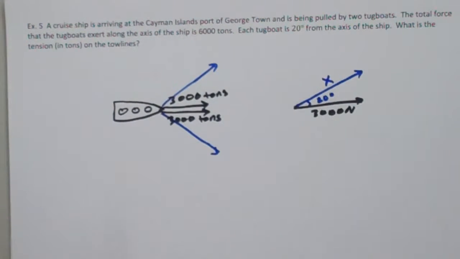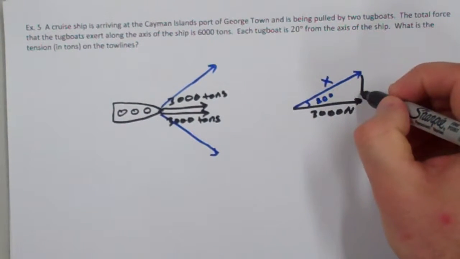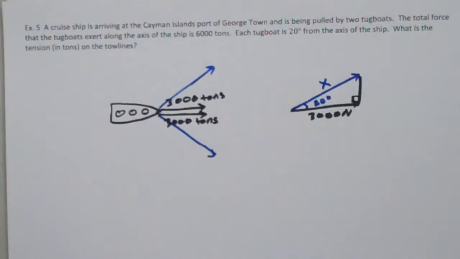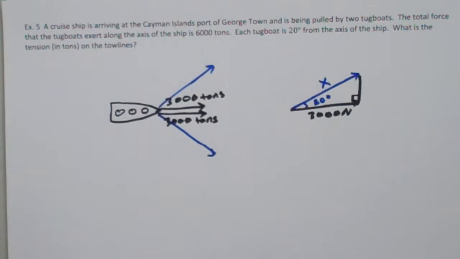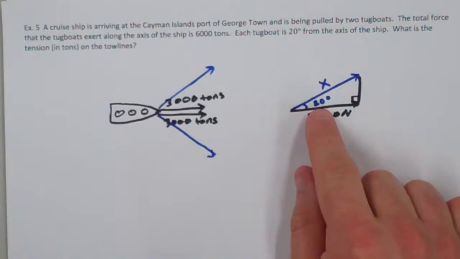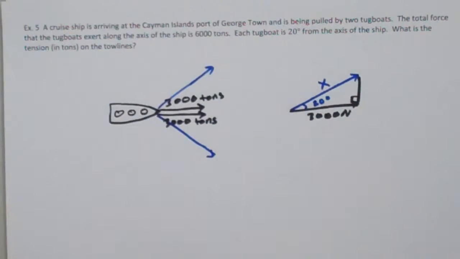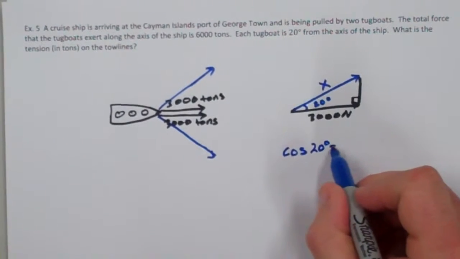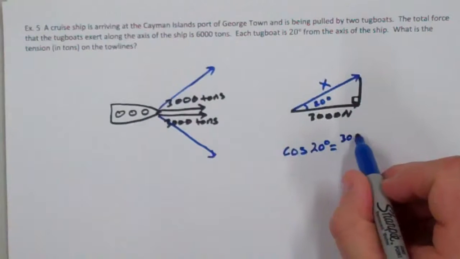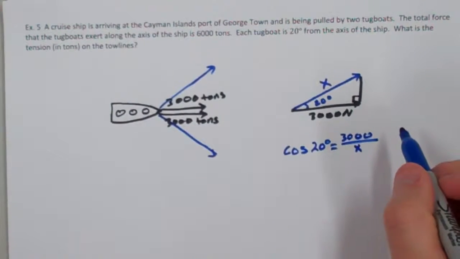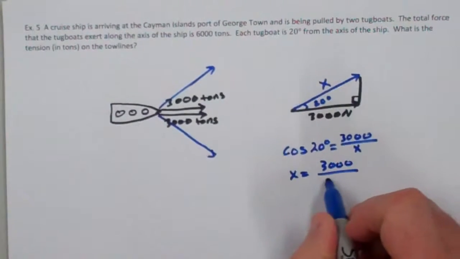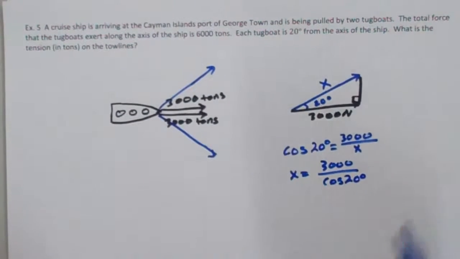So with these vectors here, we know we're going to form a right triangle, and so we can use that to figure out what the value of x is. So if we take a look at this guy, 20 degrees, we've got the adjacent, and we need to know the hypotenuse. So the cosine is the one we want to use. Cosine of 20 degrees is equal to adjacent over hypotenuse. So if we solve this, we'll have 3,000 divided by the cosine of 20 degrees.